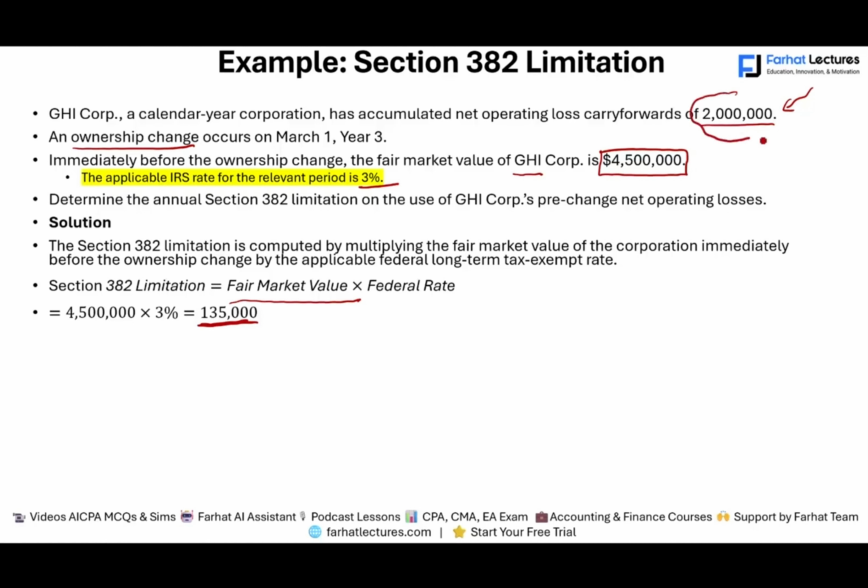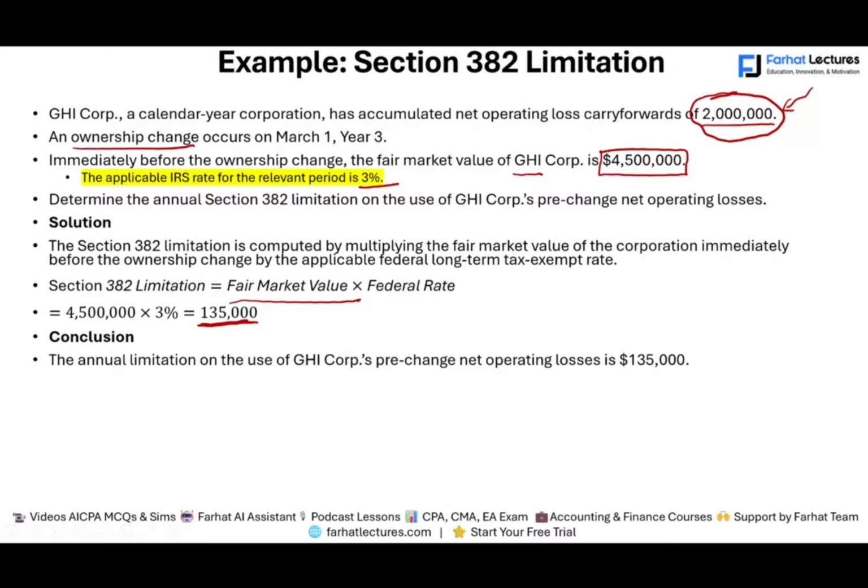Think of it this way. This $2 million, it's not a trust, but it's like the IRS says, this is in a trust. You have $2 million of losses and you can release it at $135,000 every year. Now, if you have no taxable income, you don't do it. But when you have taxable income, you can release $135,000 of it. So the annual limitation on the use of GHI Corporation's pre-change NOL is 135.